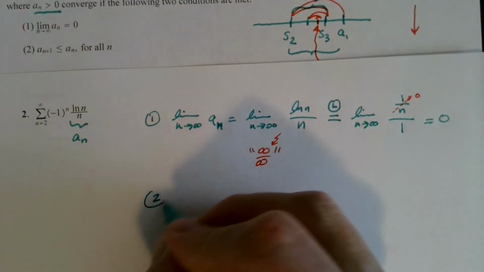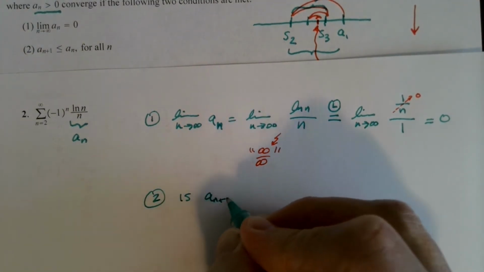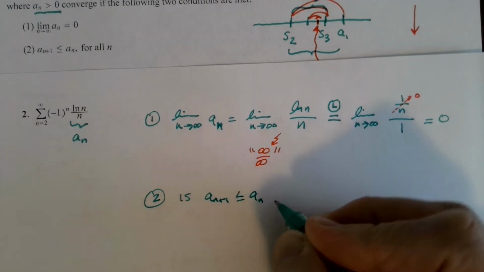And then number 2 is a sub n plus 1 less than or equal to a sub n.